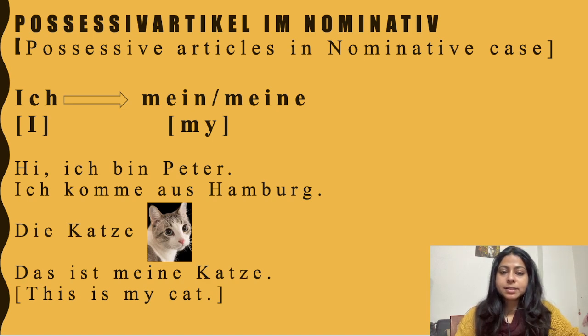So now let's look at a feminine article, a noun that has a feminine article. Die Katze, das ist meine Katze. Whenever the article of the noun is die, you will use the possessive pronoun as meine. Das ist meine Katze. Please note the ending e here. It's no more mein like in der and das, it's meine. Das ist meine Katze.